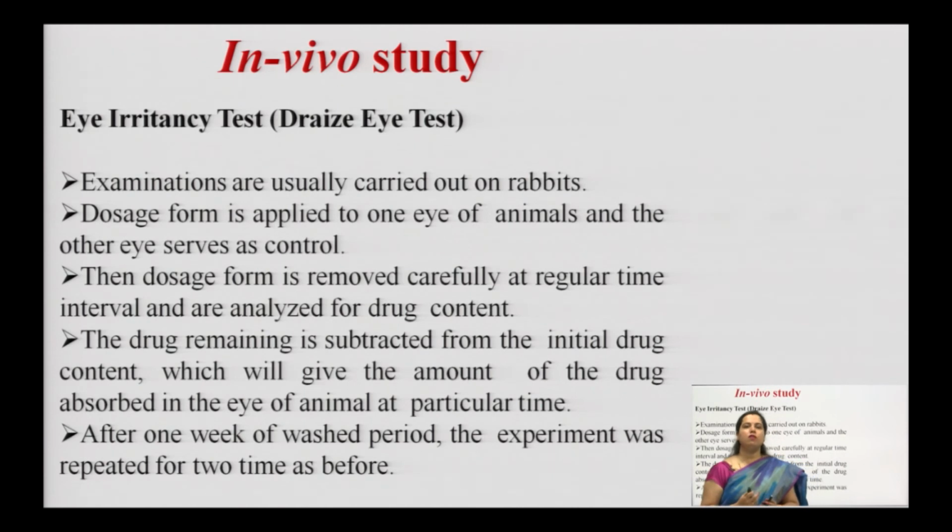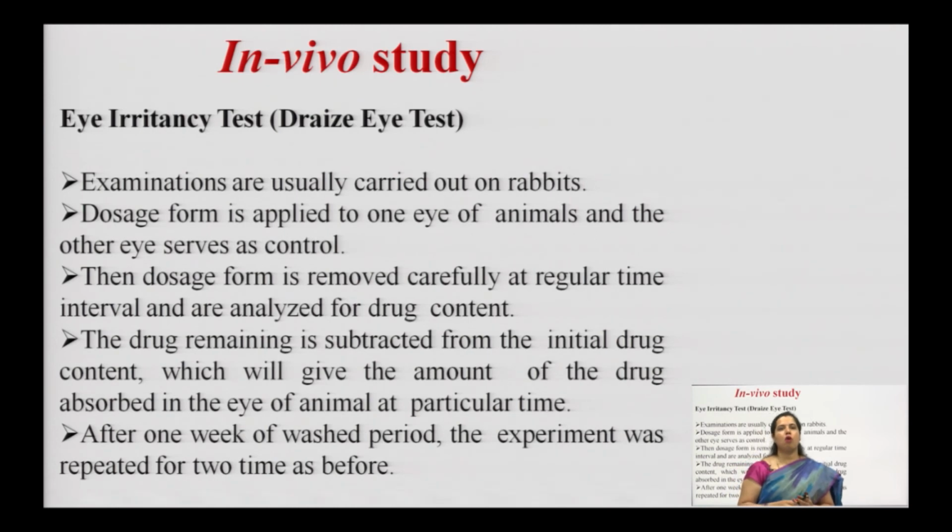Now, the in vivo studies. Basically, an eye irritancy study is done because we are making this dosage form particularly for the eye, right. So, examinations are usually carried out on rabbits. The dosage form is applied to one eye of the animal or rabbit and the other eye serves as control. Means the eye without any dosage form of ocusert is considered the control group eye, and the application of ocusert on the rabbit eye will be the test group, right.